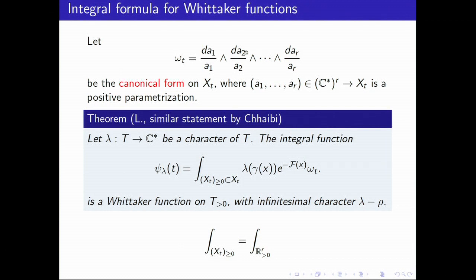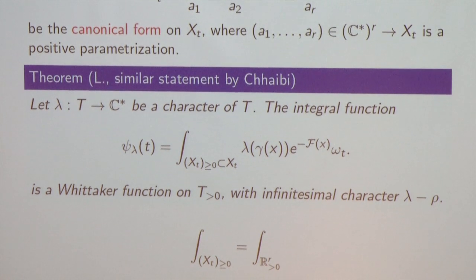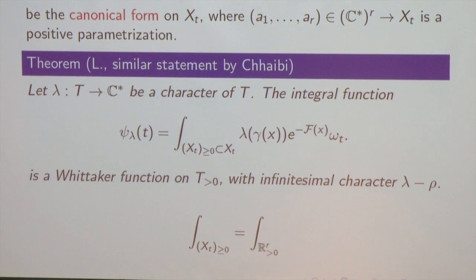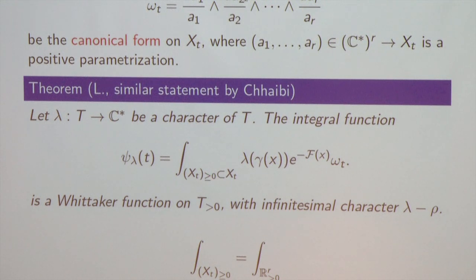Okay, so the theorem I want to talk about is this. You fix a character of the torus, and then you define this integral, which I'll describe. Basically, this is an integral over the geometric crystal. I have to define it and go through this a bit more carefully, but basically, it's some integral over the geometric crystal, and it's a Whittaker function, so it's a solution.